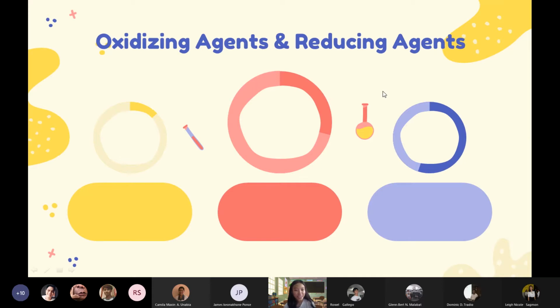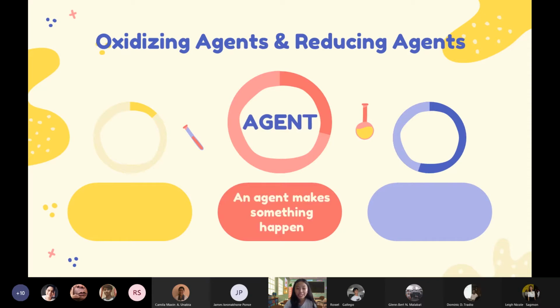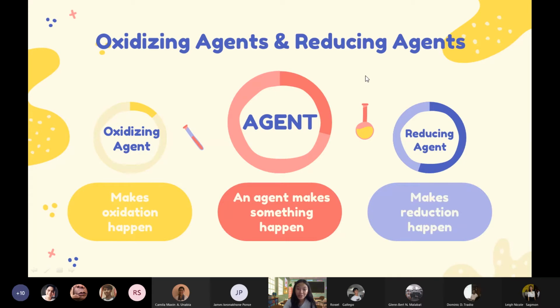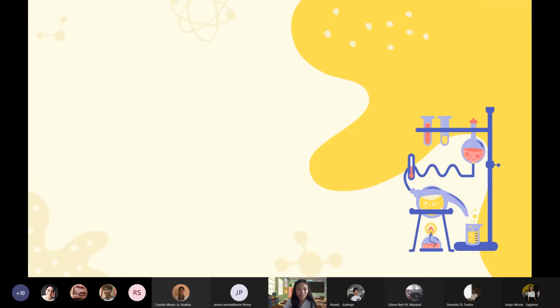Now let's go to oxidizing agents and reducing agents. So there is the root word agent. An agent makes something happen. It makes something happen. Now in redox equations, we have oxidizing agents and reducing agents. And basically, oxidizing agents make oxidation happen, and reducing agents make reduction happen. That's basic already.